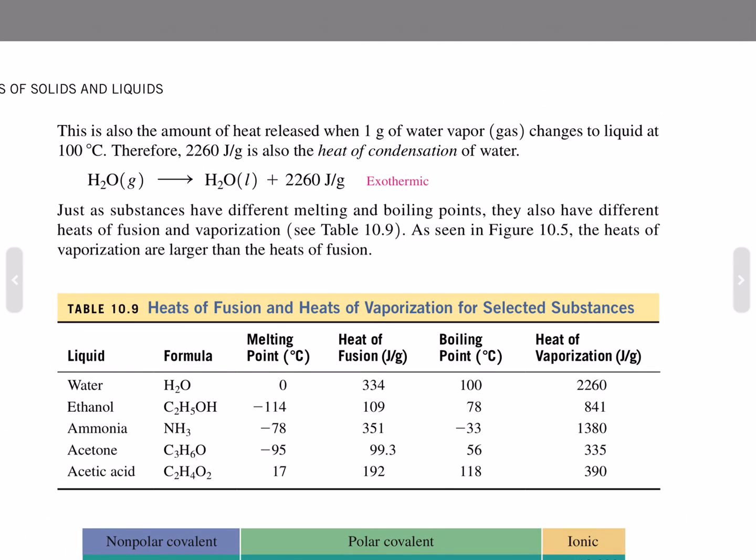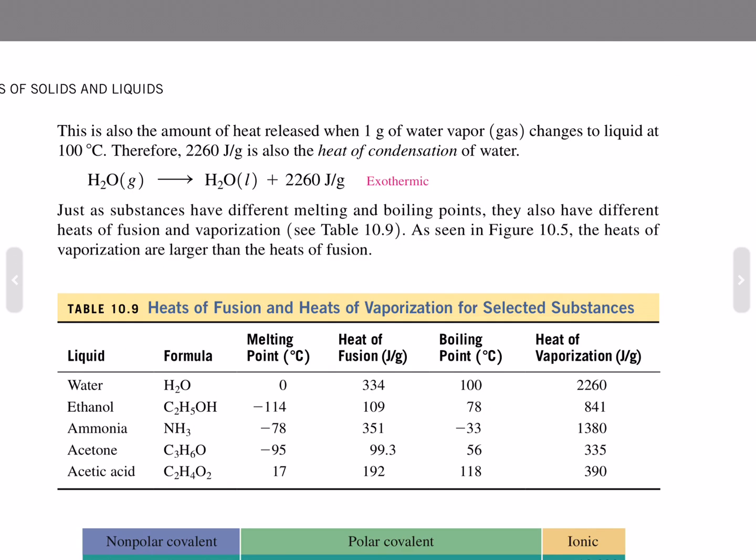This is also the case of the amount of heat released when 1 gram of water vapor gas changes to a liquid at 100 degrees Celsius. Therefore, 2,260 joules per gram is also the heat of condensation of water. Gaseous water converts into liquid water plus a release of 2,260 joules per gram. That's exothermic. Just as substances have different melting and boiling points, they also have different heats of fusion and vaporization.